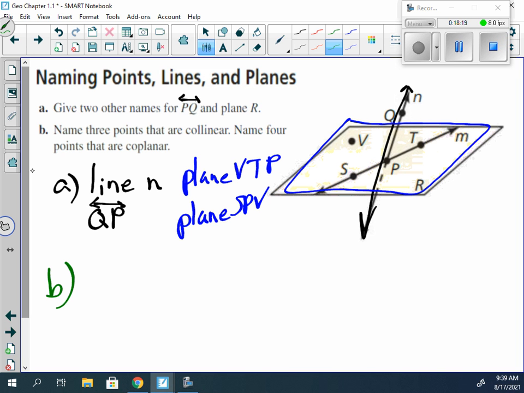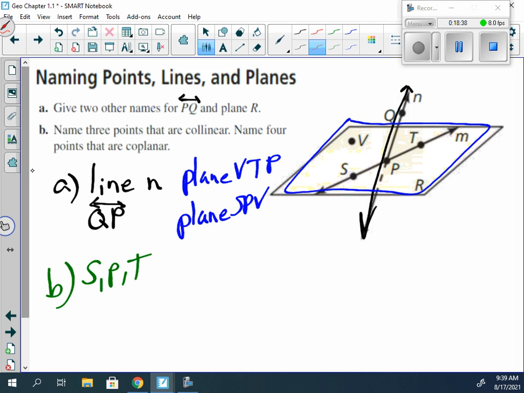Name 3 points that are collinear. S, P, T. Because again, collinear means that they're on the same line.